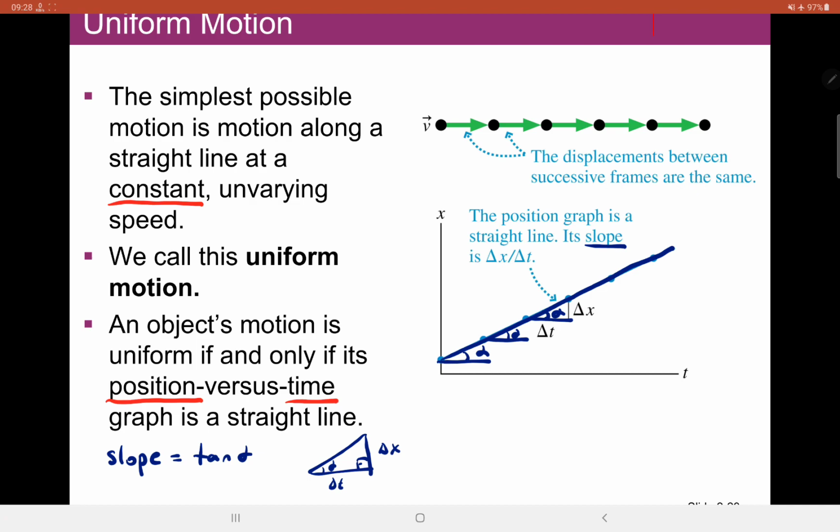Another way to study uniform motion is by drawing or studying the motion diagram. This is a motion diagram. This green arrow shows the size and the direction of the velocity. As you see, these dots were taken during the same time interval, let's say each 1 second. The size of the green arrow is constant, approximately 1 centimeter, and the direction is the same. So velocity is not changing. This is a uniform motion.